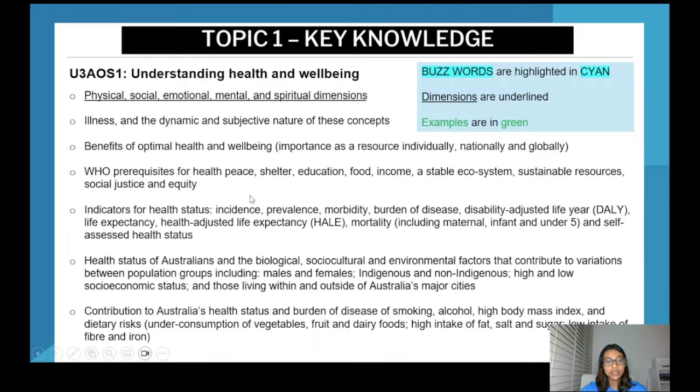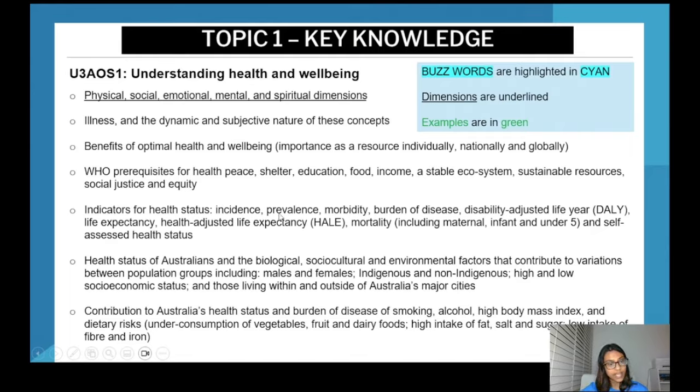But also in case you need to answer an identify question or outline what the prerequisite of food means, and especially with stable ecosystem, sustainable resources, social justice, equity, those kind of ones definitely come up. So finding the right buzzwords and sentences to describe them is going to be very helpful to you in your revision.